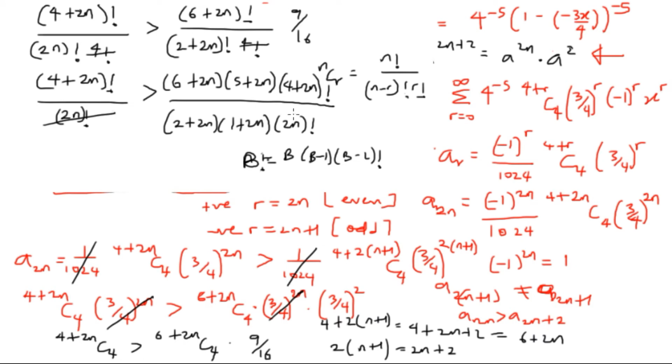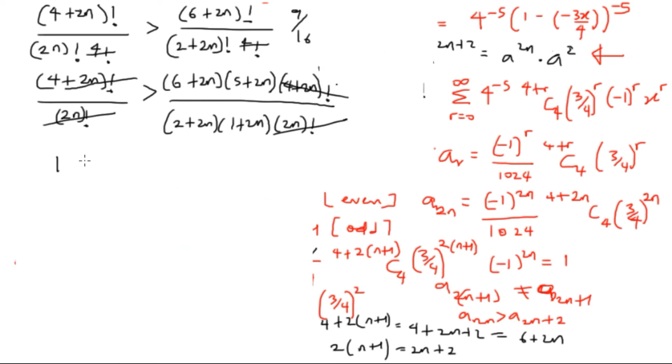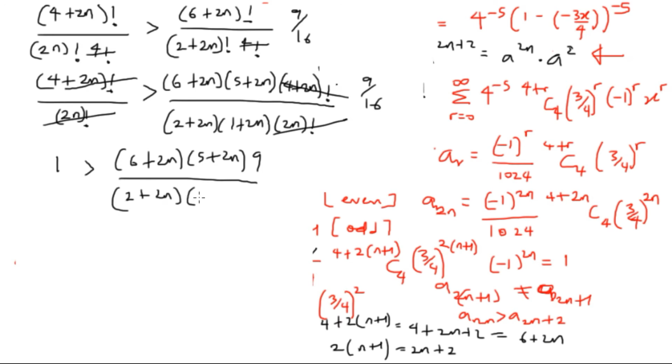So 2n factorial cancels out 2n, and then this also cancels out with this. So on that side, 1 is greater than 9 over 16, don't omit the 9 over 16. 1 is greater than (6 plus 2n) into (5 plus 2n), then 9 upon (2 plus 2n), okay, (1 plus 2n) 16.